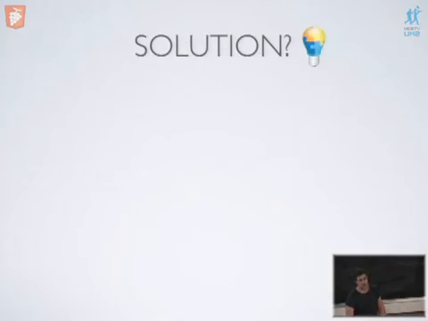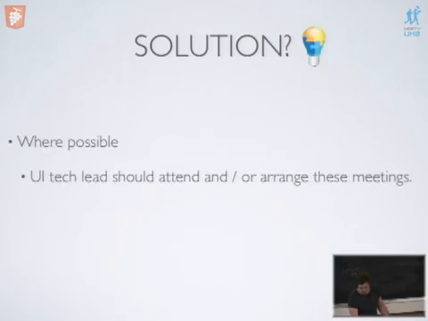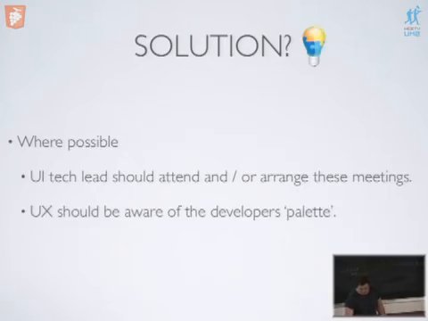So the solution, and this is what I've tried to implement in my roles, and this is what I do for lots of clients: where possible, the UI tech lead should attend or arrange meetings. So every few weeks, maybe every week, you meet up with the UX designers. You discuss the current wireframes, any changes to the wireframes, and you go through them. UX should be aware of the developer's palette. So if you're using a toolkit, say Dojo or YUI or jQuery UI, you can discuss that. You know what your palette is. You know you have drop downs. You know you have menus. You know you have these things. So you can discuss these with them.